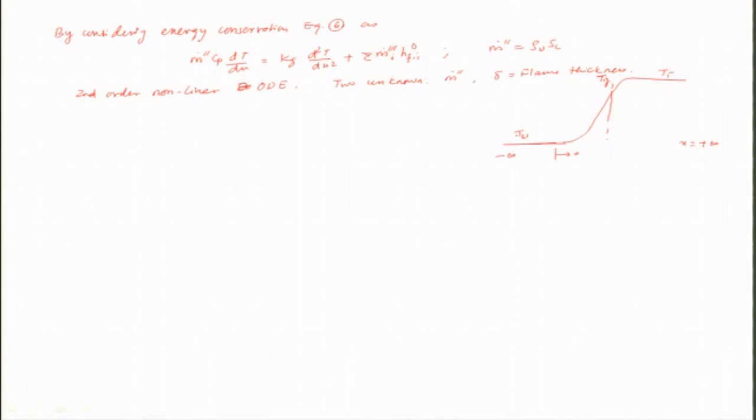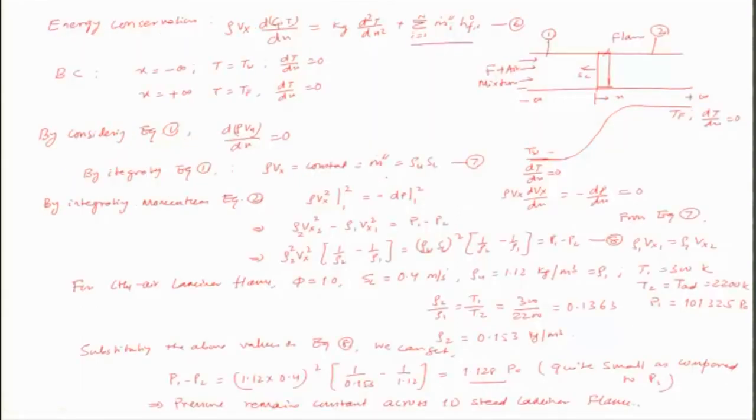Before venturing into that, let us look at how to handle these terms. For that we will consider the single step chemistry model: 1 mole of fuel F reacting with nu moles of oxidizer, giving nu plus 1 moles of product. By the law of mass action, we know m dot triple dash F divided by 1 is equal to m dot triple dash oxidizer divided by nu, which is equal to minus m dot triple dash product divided by nu plus 1. I can call this equation 9.